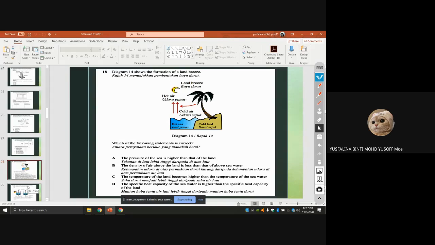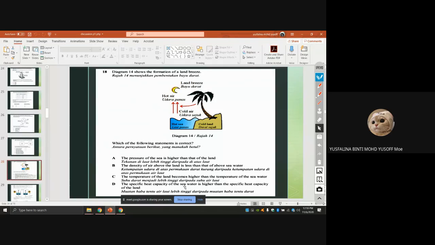So this one, the land has the low specific heat capacity, right? So let's say during the daytime, the land will heat up faster. So the density of air at the land is lower in the daytime. So for B, the answer is wrong. C, the temperature of the land becomes higher than the temperature of the seawater. This one is only at daytime, not at night. So the answer is D.